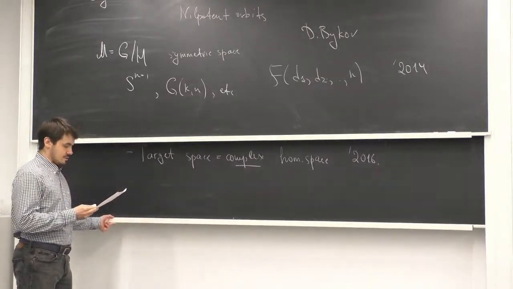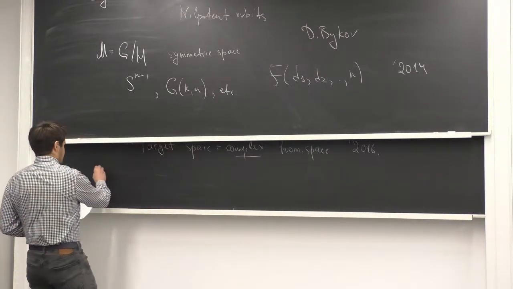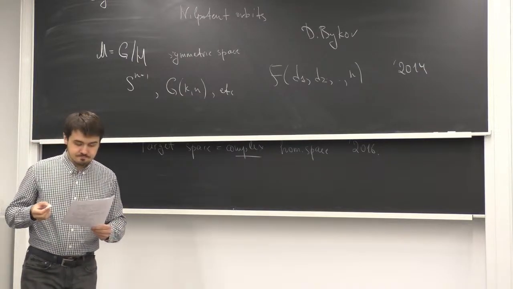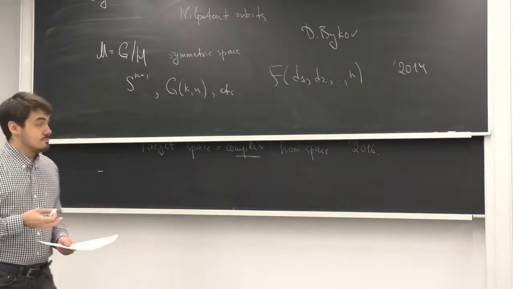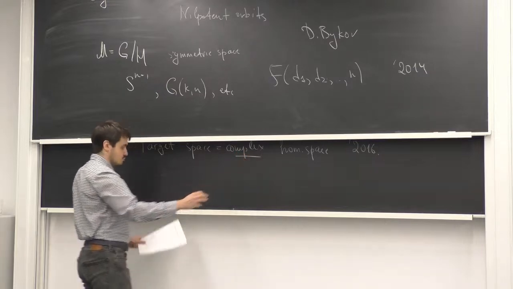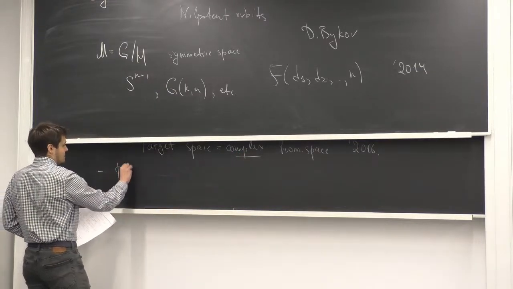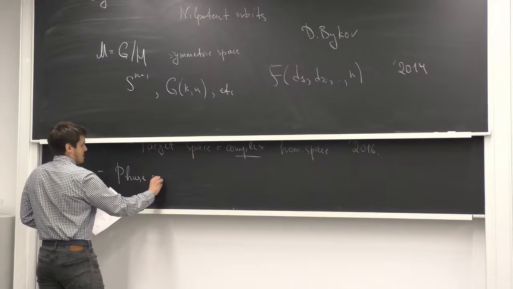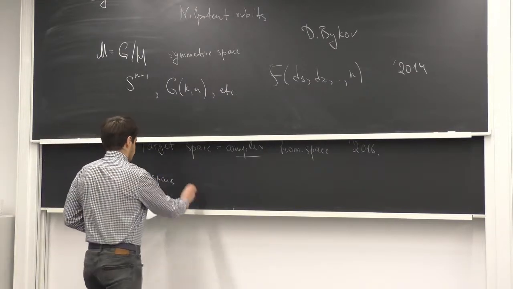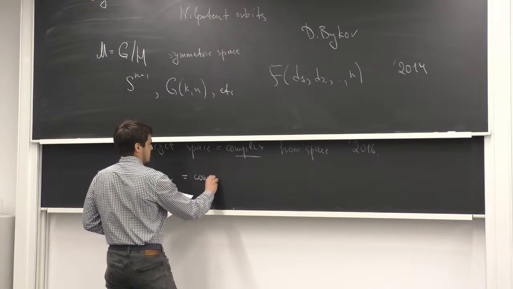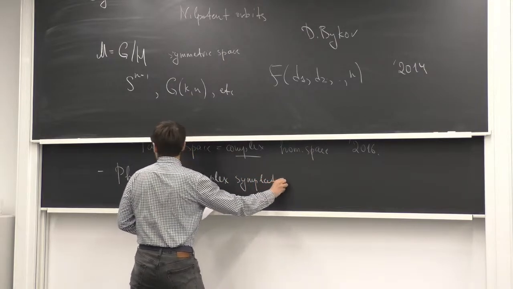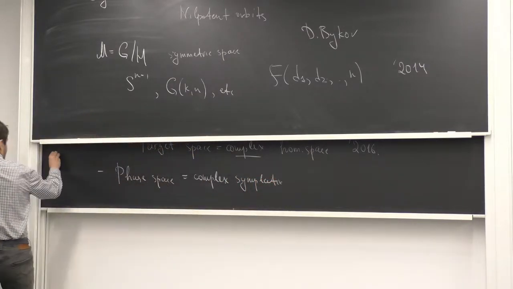So then there was an important work of Costello and Yamazaki in 2019, which showed that maybe the important thing is not just that the target space is a complex homogeneous space, but rather that the phase space is complex symplectic. Complex symplectic. So this is Costello and Yamazaki.